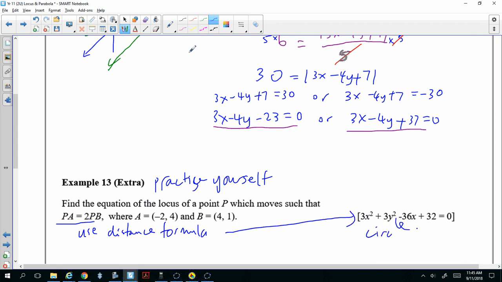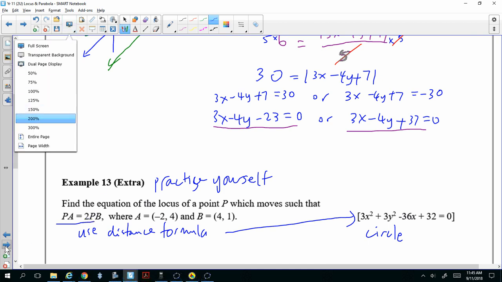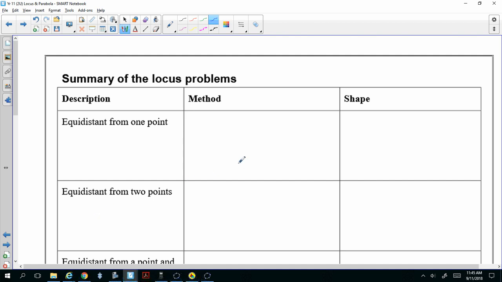All right, let's do a summary of all the locus that we've encountered in this topic. So we'll go to the next page. Equidistant from one point on page 8, you will get a circle, right? And what's the method? Use the distance formula. So you just go P here, and that's A. PA equal to some number, which is the radius of the circle, so you get a circle.